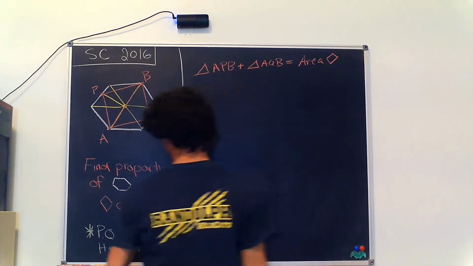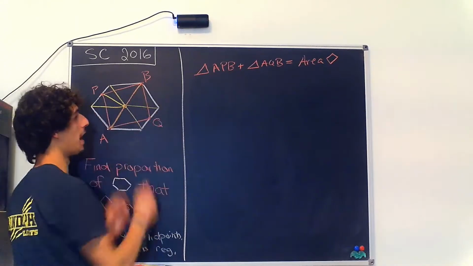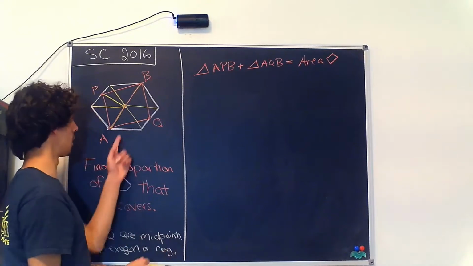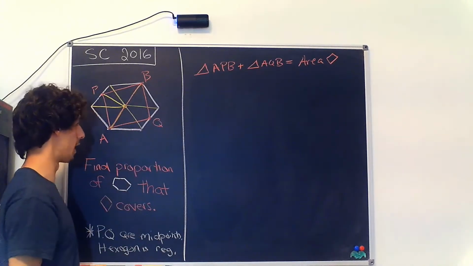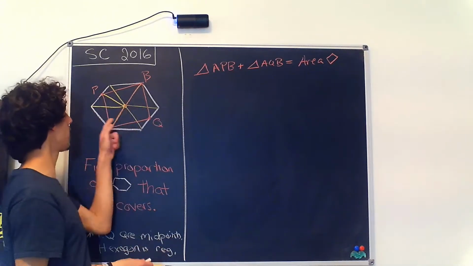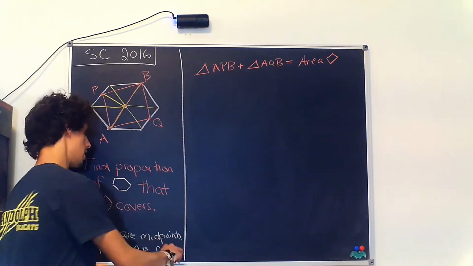So if we can find both the height of this yellow triangle here and the length of this bisecting line segment AB, then we'll be set to go on calculating the area of this red diamond. And we can use the area of the triangle and multiply it by 6 to get the area of this regular hexagon. So let's go ahead and do that.